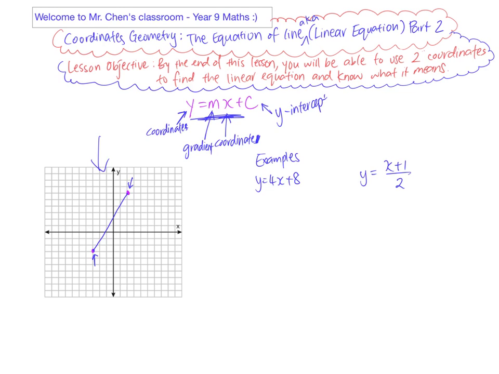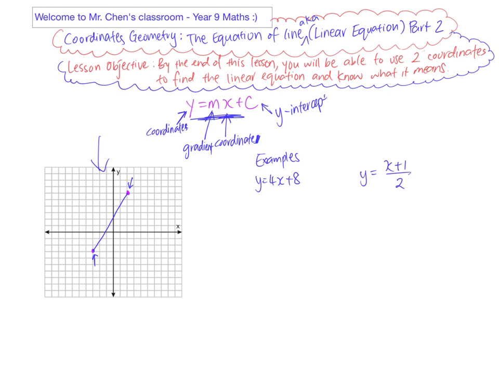This is what we have been going through the last couple of lessons. So in this lesson, I'm going to briefly teach you how to find the gradient and y-intercept if I show you the equation, and also you will learn how to graph y = mx + c, as in how do you put them into the Cartesian plane.